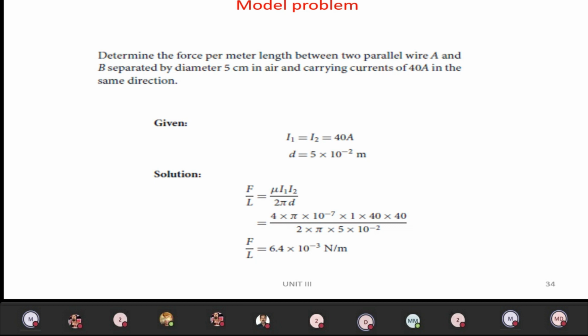You know the mu value, the I1 value and the I2 value, and the d value, the distance between the conductors. Sorry, the question wrongly gave it as diameter; it is distance only. Our distance is 5 centimeter, that is 5 into 10 power minus 2. Substitute these and you will get the answer.